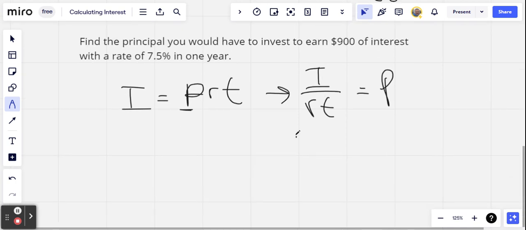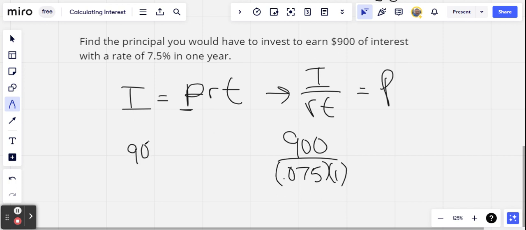So then we plug in for this. The interest we earn is 900. The rate is 0.075. And it's going to be 1 year. So the 1 just really cancels. It's not important. So really, we're going to divide 900 by 0.075. You can use a calculator for this. I'm just showing you this mathematics stuff here, arithmetic.